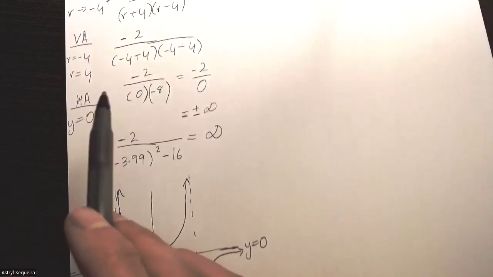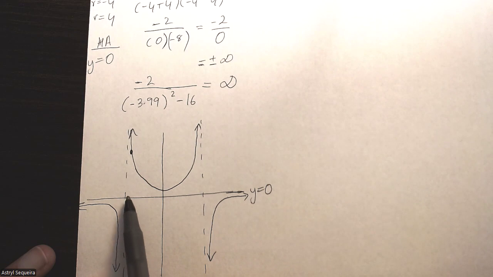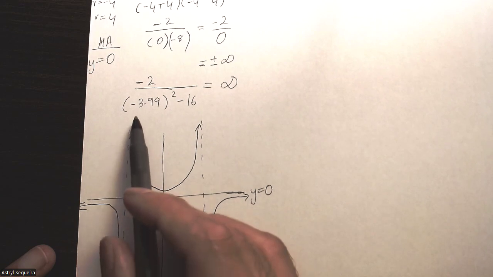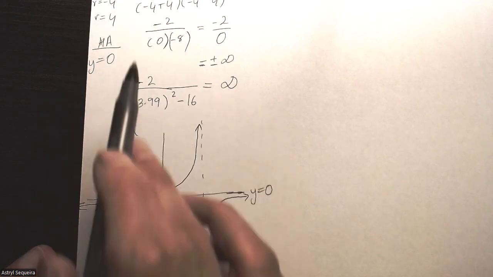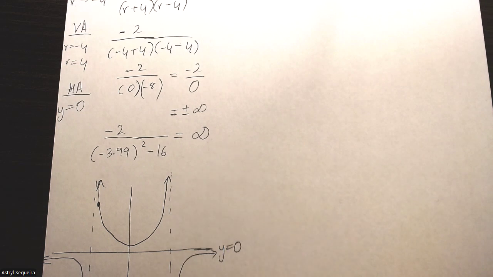As you can see, as r approaches negative 4 from the positive side, that's from the right side, the y value is going up towards positive infinity. So my limit for this question is positive infinity.